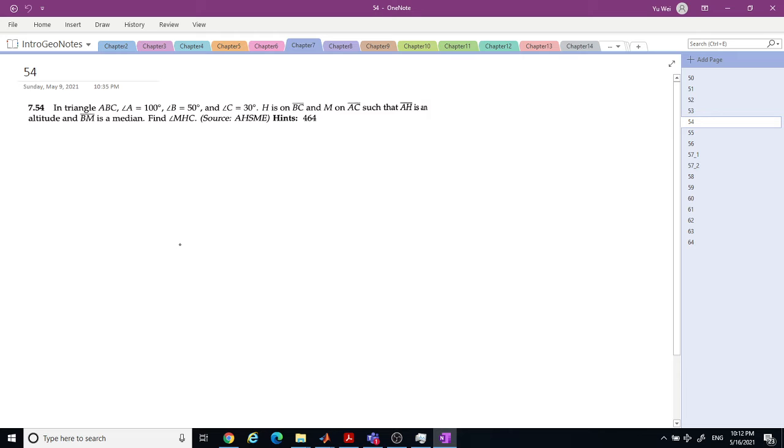So we have a triangle ABC where A is 100, B is 50, and C is 30, and H is on BC and M is on AC, such that AH is the altitude and BM is the median.